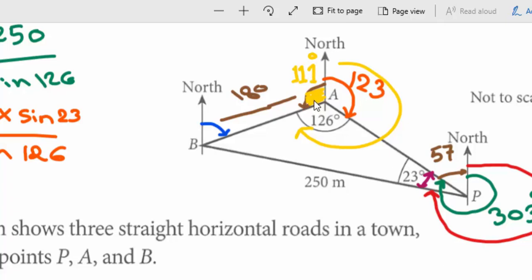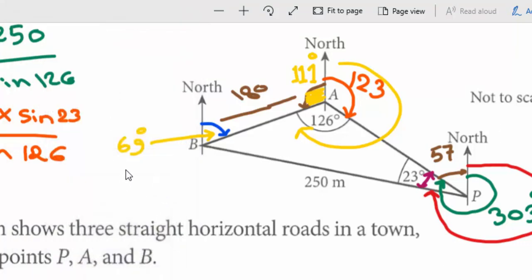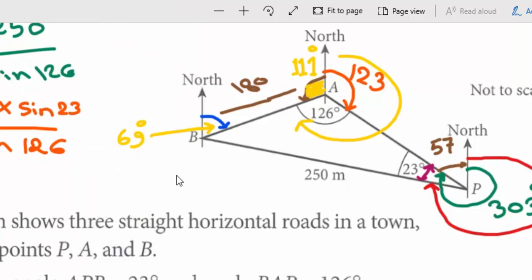This angle is 111. So how much more do we need to complete 180? So definitely this angle is 69 degrees, because 180 minus 111 is 69 degrees. So I got the bearing of A from B, which is 69 degrees.